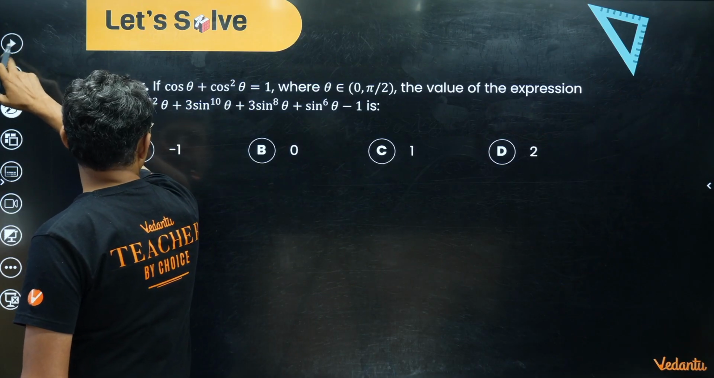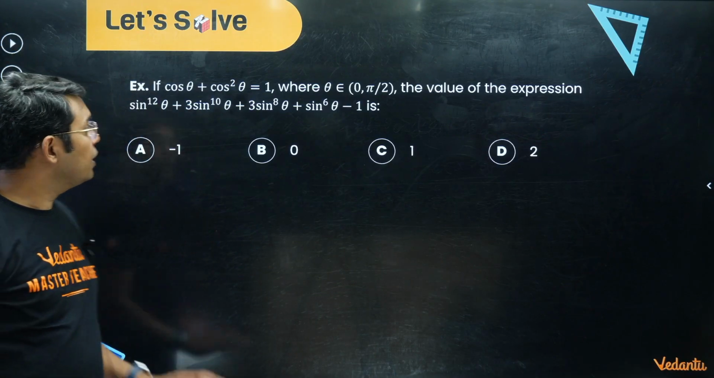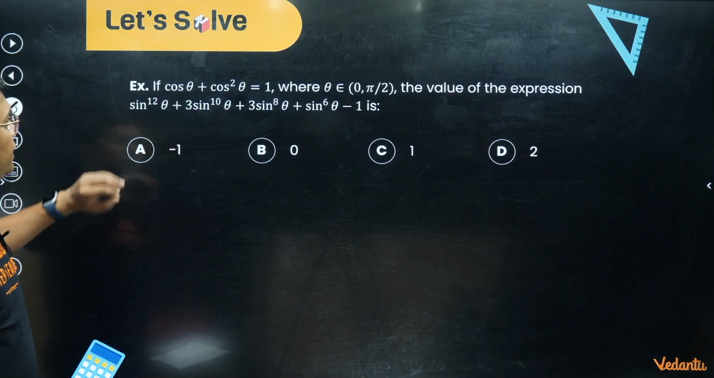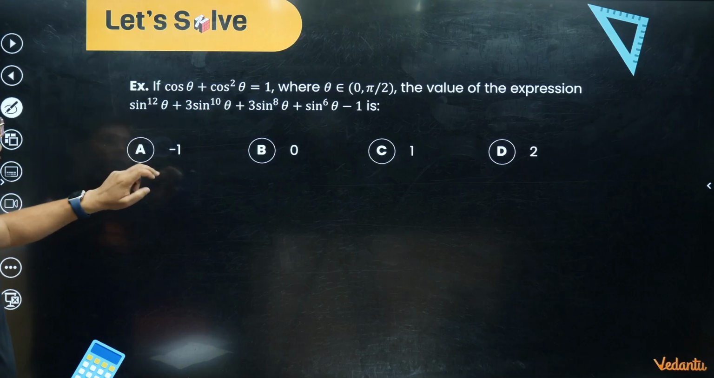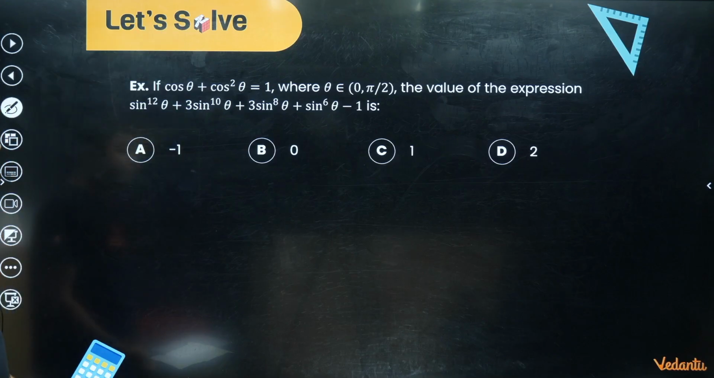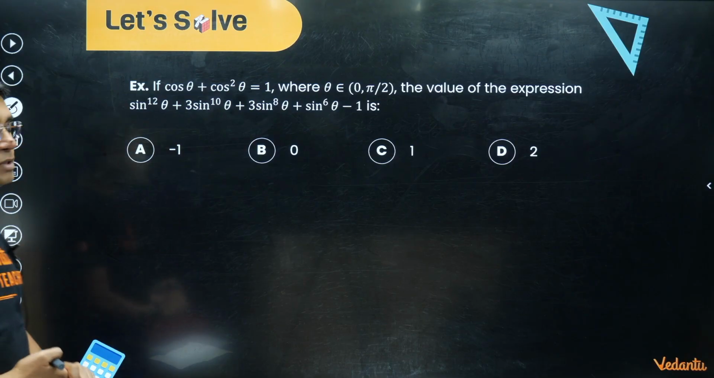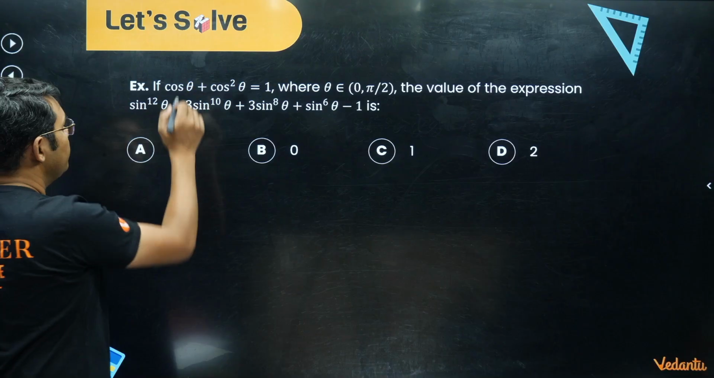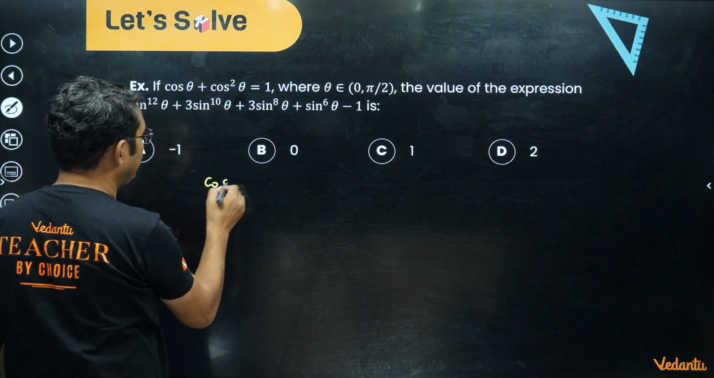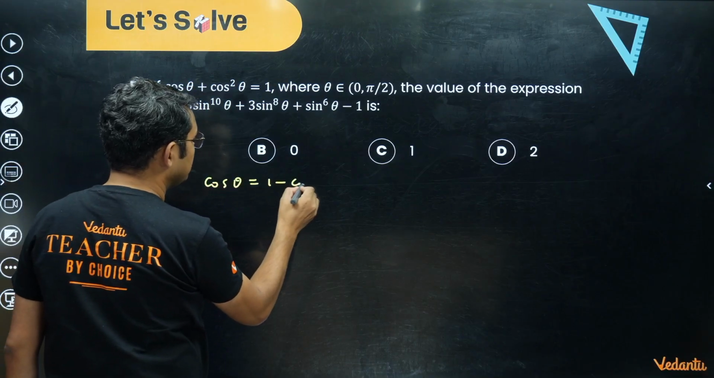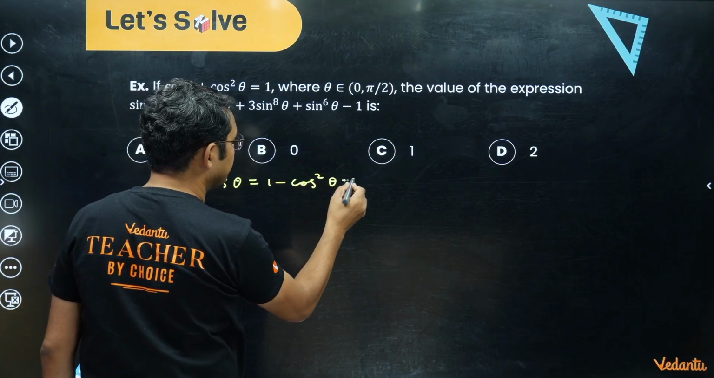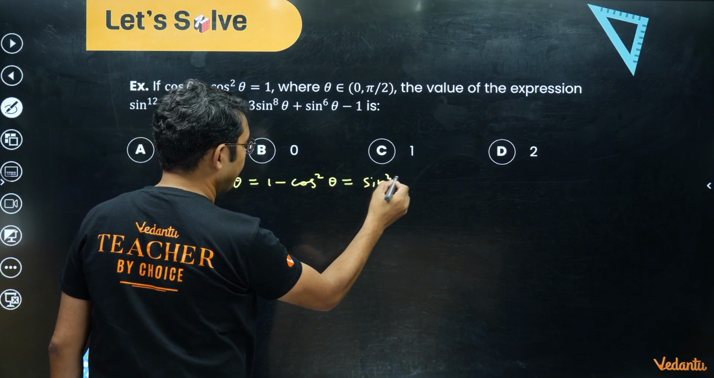Okay. Now coming to the next question. Here we are given cos theta plus cos square theta is equal to 1, and theta between 0 to 90. The value of the expression is. Now this question is based on certain identities. Please understand. First of all, we are given cos theta is equal to 1 minus cos square theta, which means it is sine square theta.